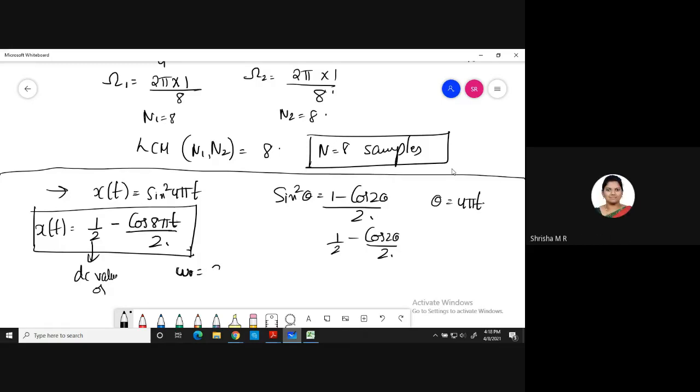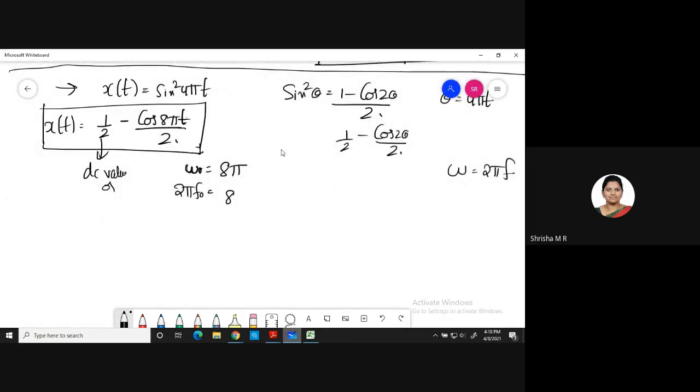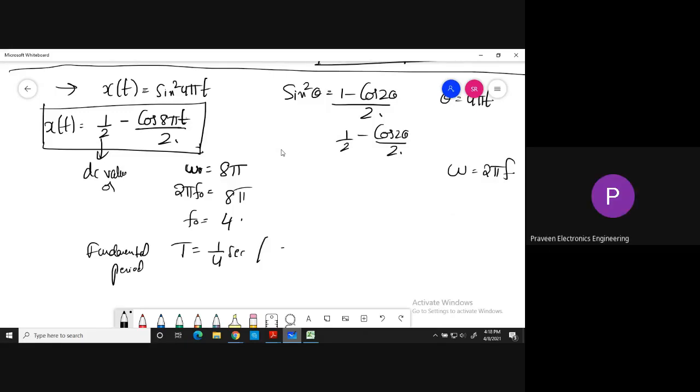Omega naught is equal to 8 pi. So take 2 pi f naught. We are expressing omega as 2 pi f. So 2 pi f naught is equal to 8 pi, or your fundamental frequency is nothing but 4. So what is the fundamental period? 1 by 4 seconds, or 0.25 seconds. Clear, guys?